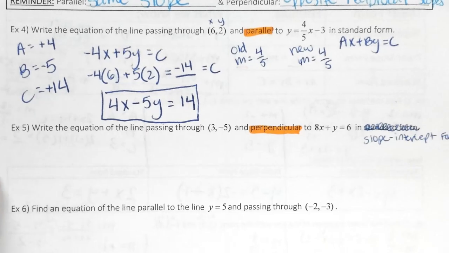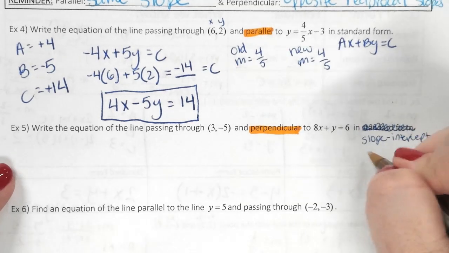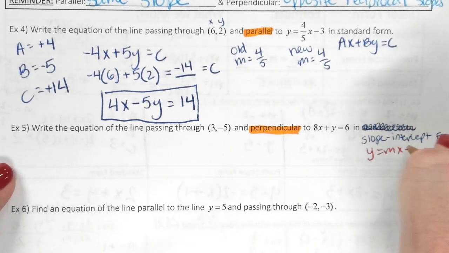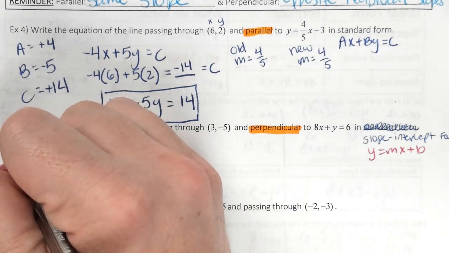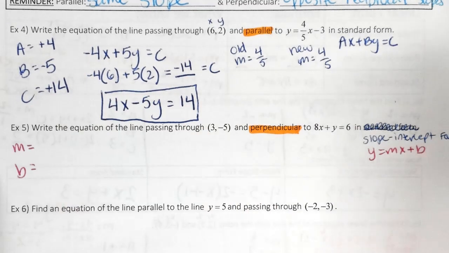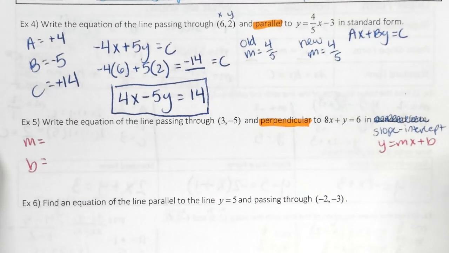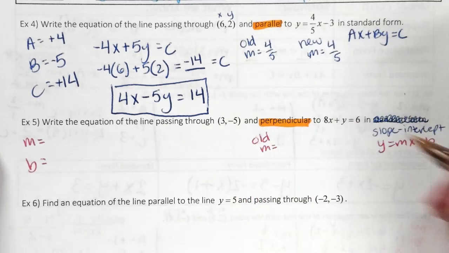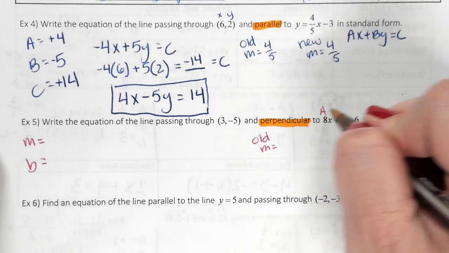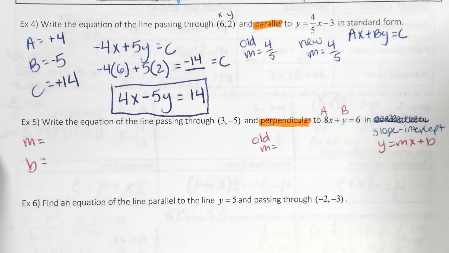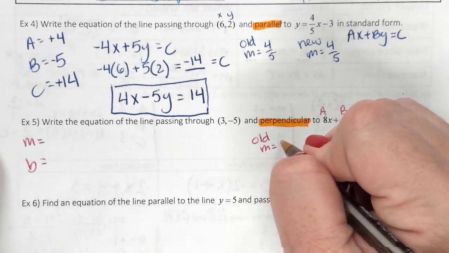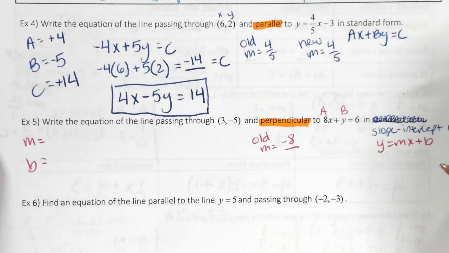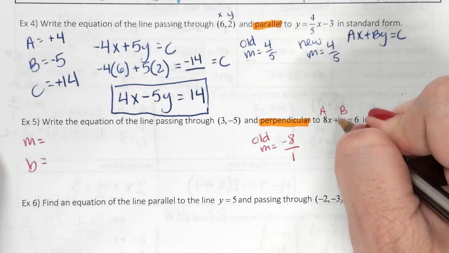Well, slope-intercept form is y equals mx plus b. So I need to find my slope and my y-intercept. So my old slope, well, I have to do opposite of A over B because it's in standard form, is what? -8 over what? 1. When there's no number, we can put a 1.